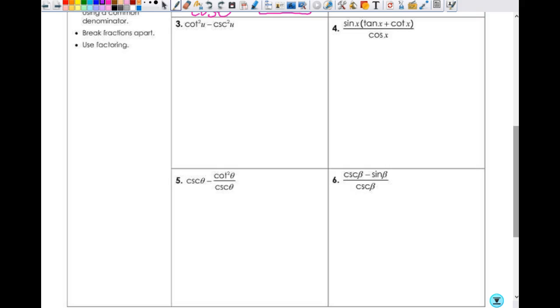So on number 3, I've got cotangent squared u minus cosecant squared u. So I've got some options. What's one option that I could do? Okay, so I could substitute for cotangent, right? Or I could substitute for cosecant, either one of them, right? Which one's going to be easier to substitute for?